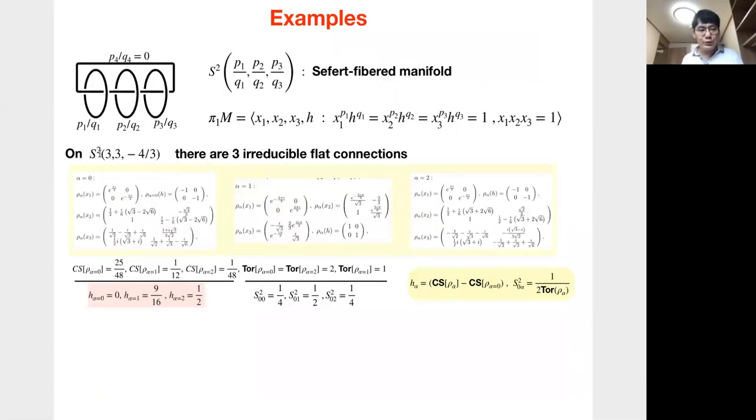So for example, if we choose this manifold, with P1 and Q1 chosen as 3 and 3, there are only 3 irreducible flat connections, which correspond to 3 anyons in the topological phase. If you compute the Chern-Simons functional for these flat connections, it is given by this. And if we compute the torsion, it is given by this for each flat connection. Using the dictionary that the topological spins of these anyons are related to the Chern-Simons functional in this way, we can read off the topological spins, and we found that these topological spins are 0 and this one and this one.